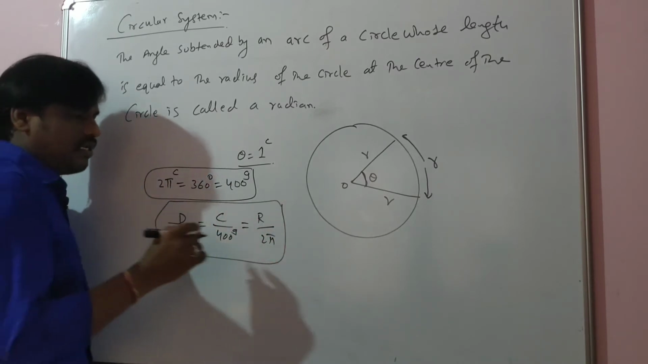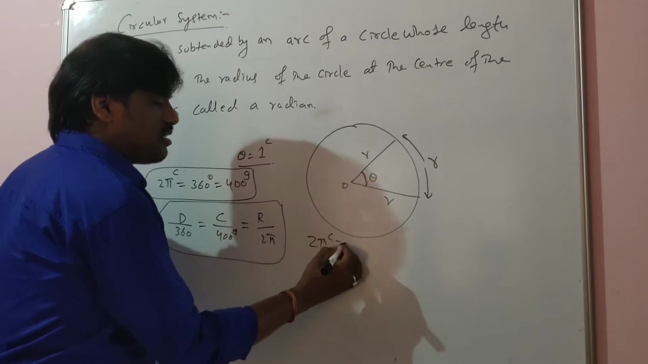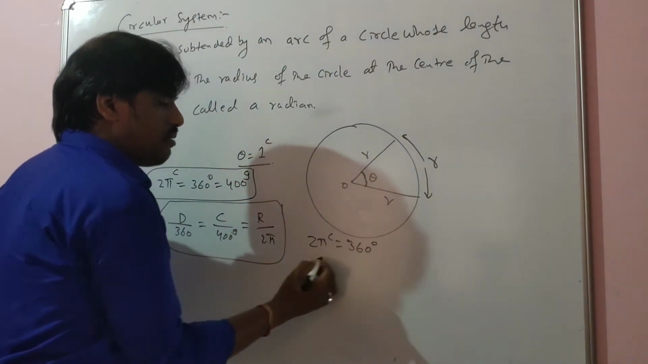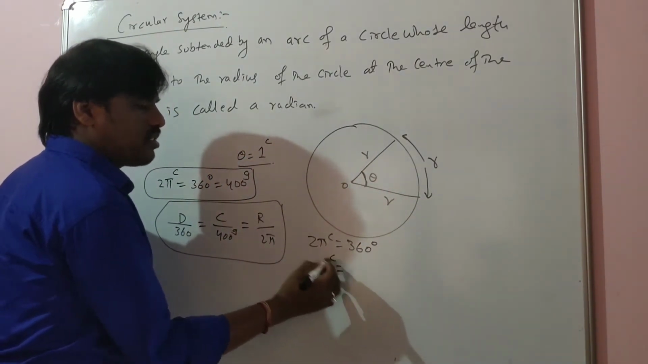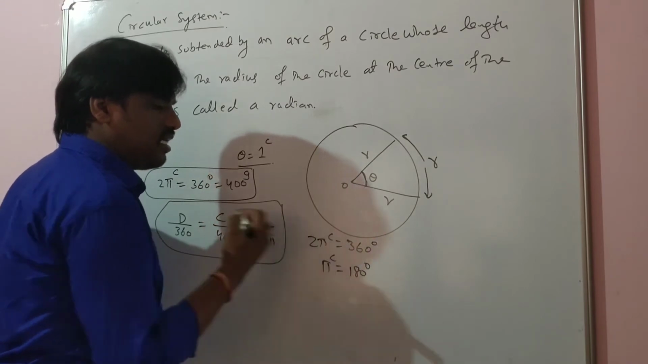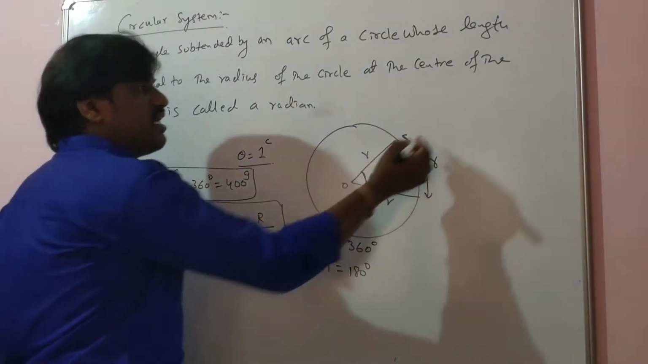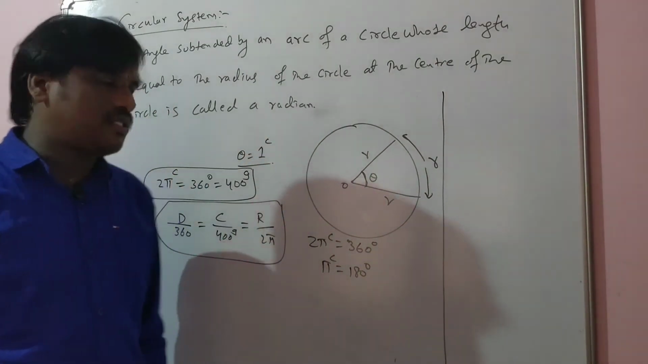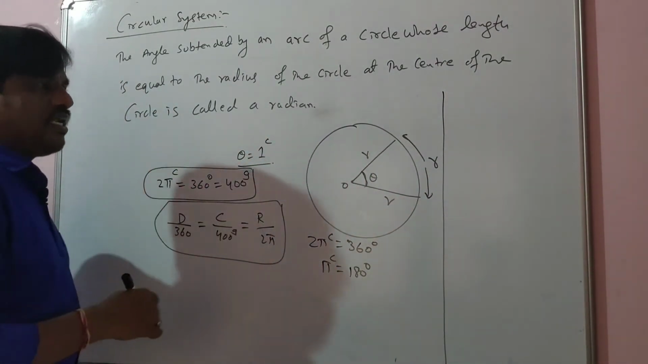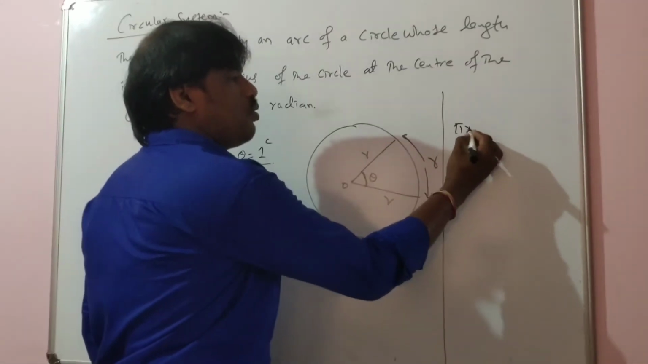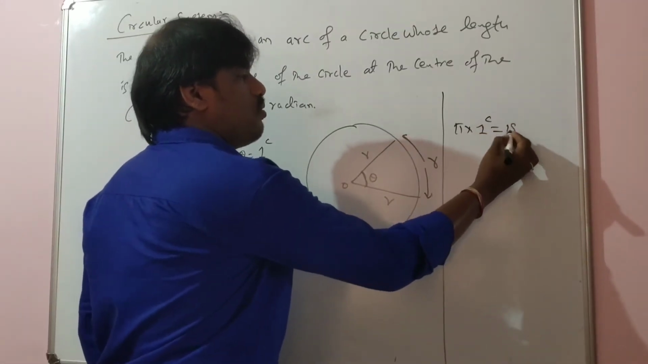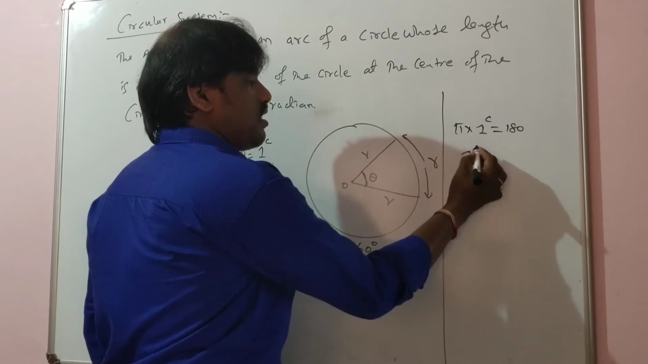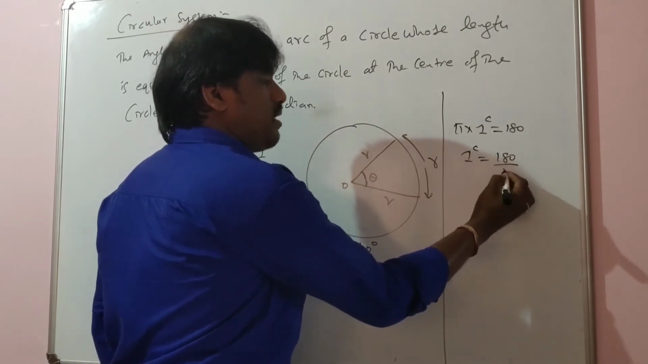Hope you understand. It means that 2 pi radians is equal to 360 degrees. It means pi radians is equal to how much? Pi radians is equal to 180 degrees. Then 1 radian is equal to how much? Pi radians I can write as pi into 1 radian, that is equal to 180. That is, 1 radian is equal to 180 by pi.